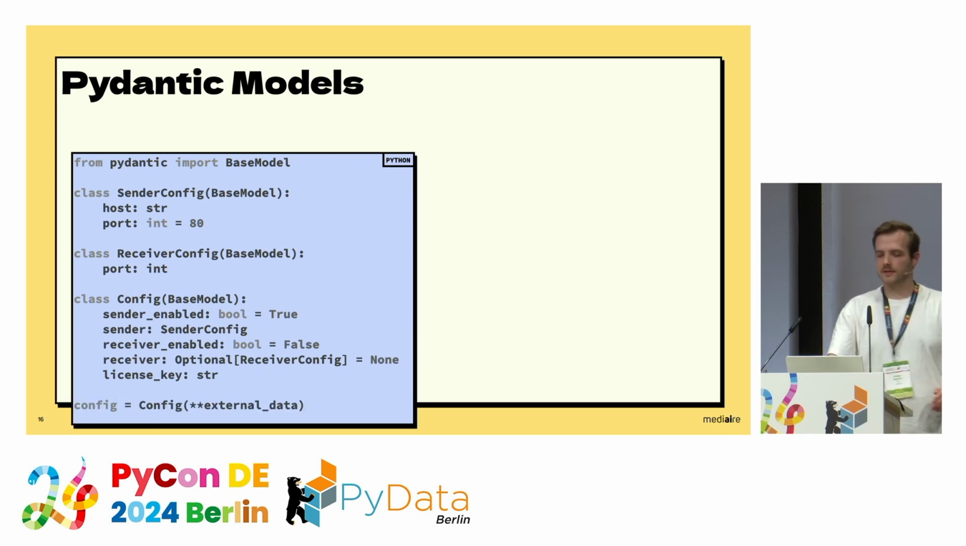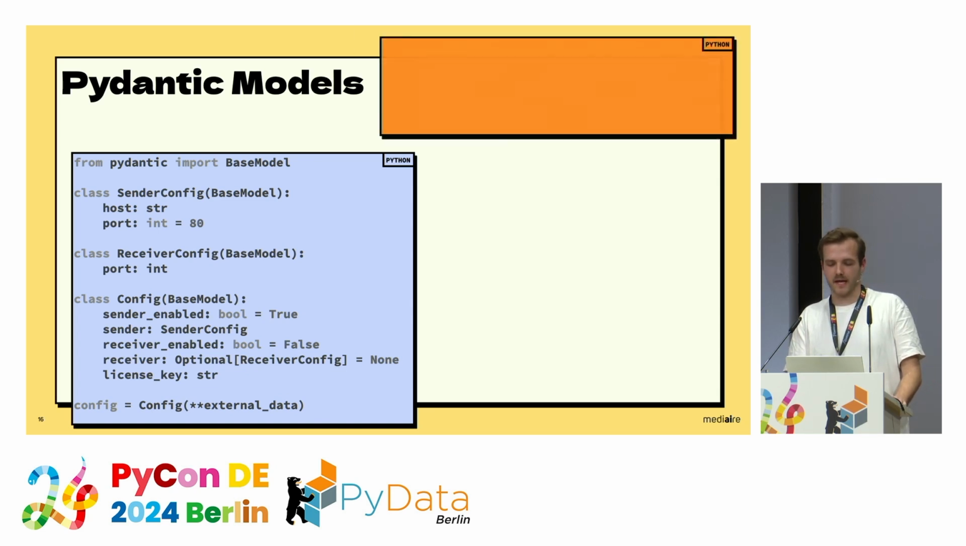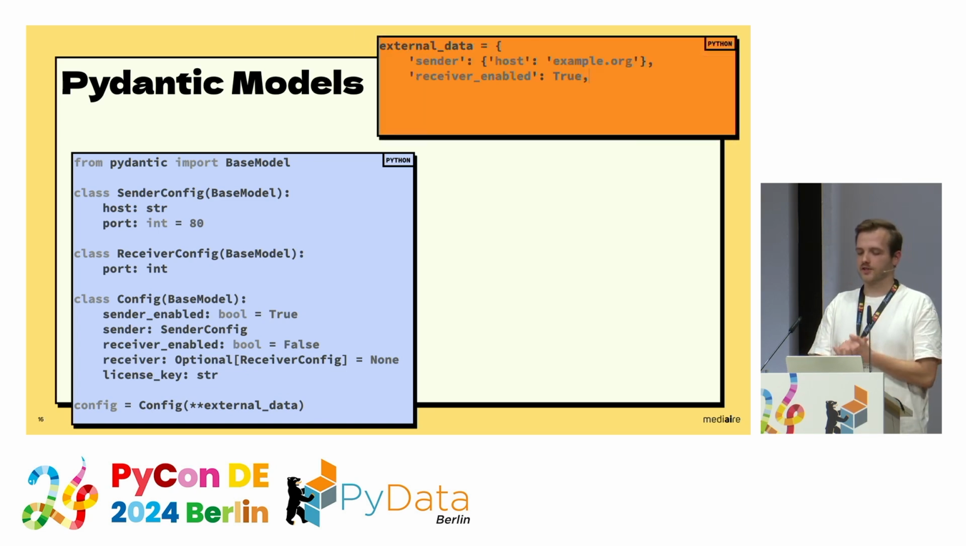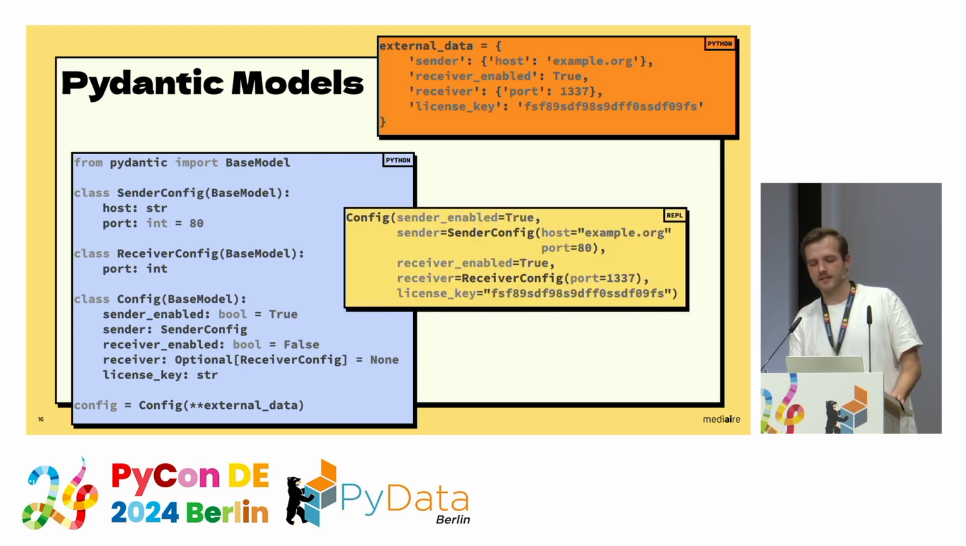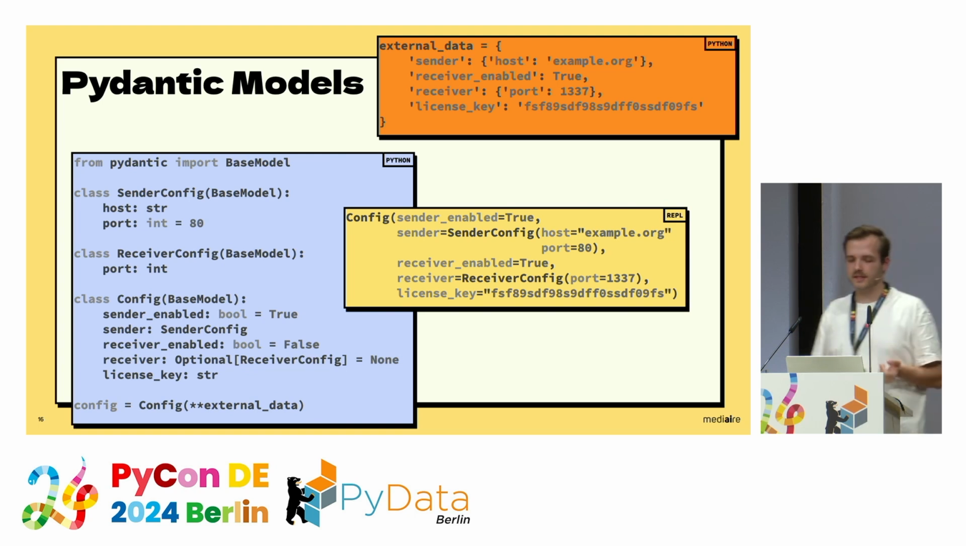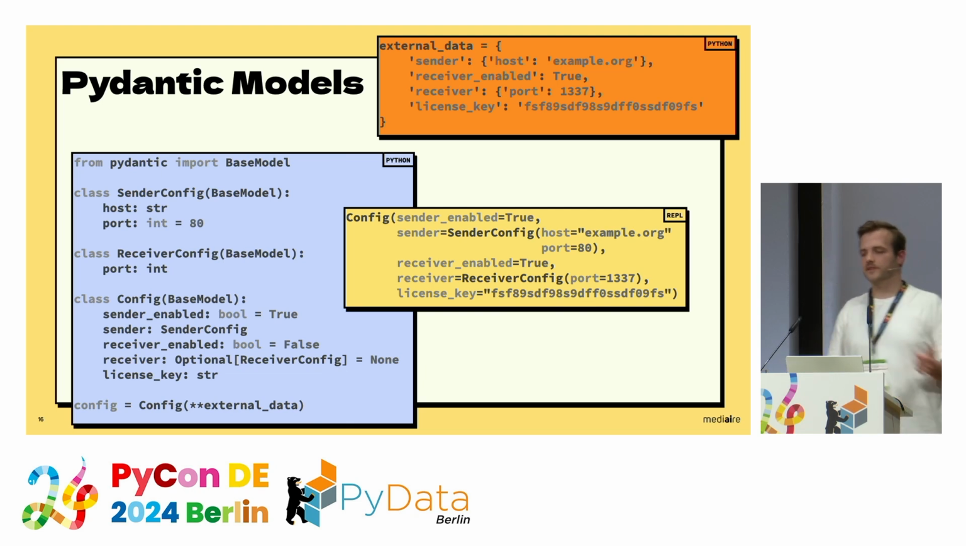So if we now want to construct this, we basically just pass our data, our dictionary, as keyword arguments into this class and get a fully typed object back. So if you, for example, take external data like this, I supplied some values, I left out some other ones that have defined defaults here, I would then end up with this nice little object. And as you can see, even though I'm not supplying it, the sender port is already filled out as default 80 in this config object.